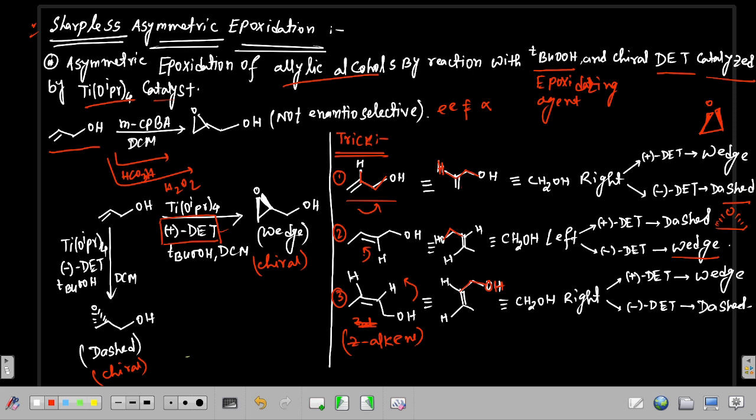So here you see CH2OH is on the right side, means if we are using plus DET ligand, then epoxidation will happen from the wedge side. If we are using minus DET ligand, then epoxidation will happen from the dashed position, that is it will form like this in presence of this minus DET. Okay, in presence of minus DET the epoxidation will happen from the dashed position, like below the plane.